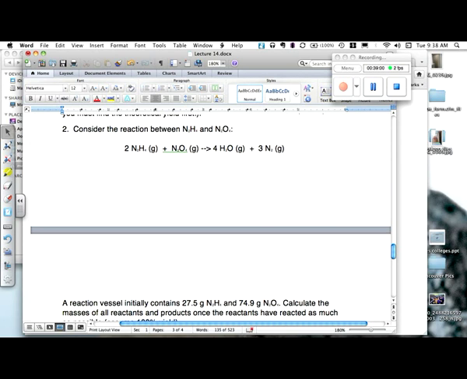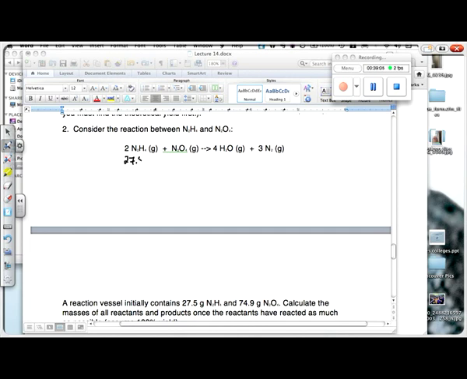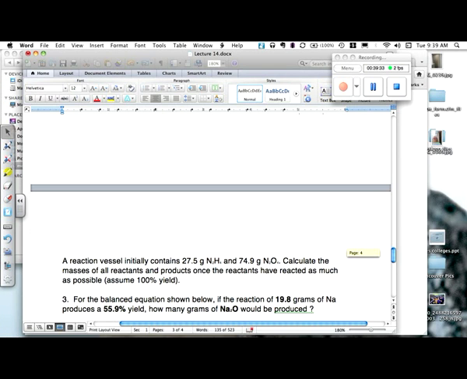All right, so 27.5 grams of N2H4. Before I even read the problem and get that deer-in-the-headlights look, and this goes for you too, I'm writing down the information as I read it. Calculate the masses of all reactants and products. So that means you're going to find out how much of the excess is left over once the reactants have reacted as much as possible.